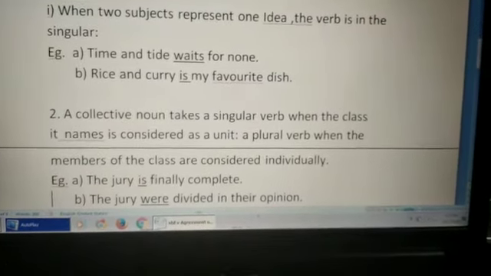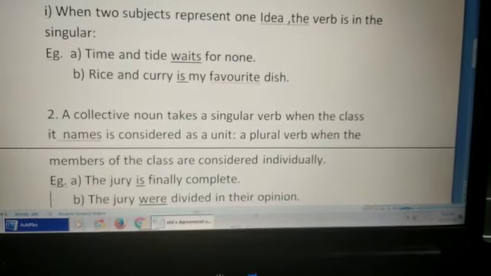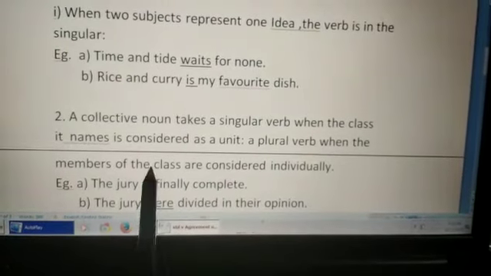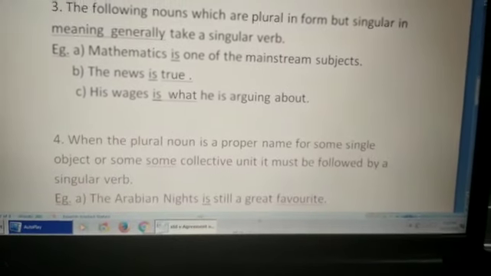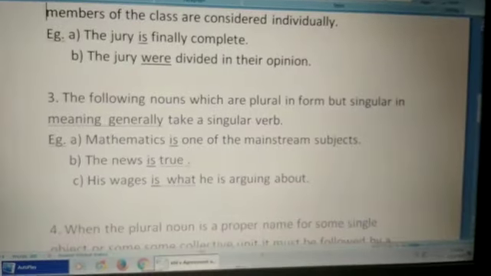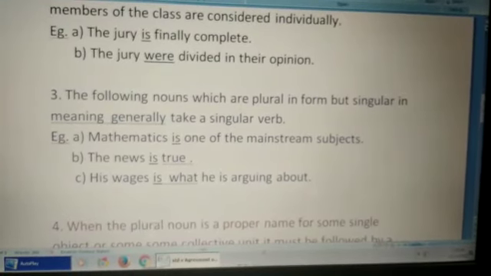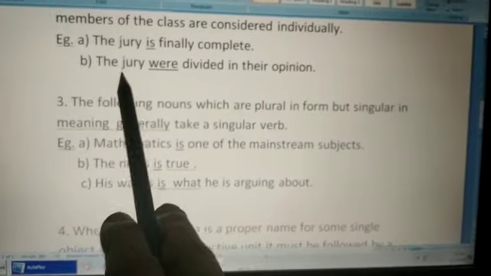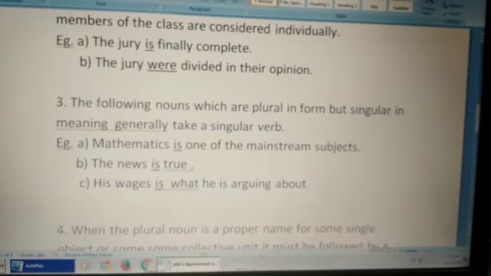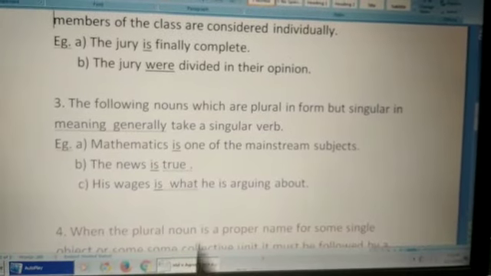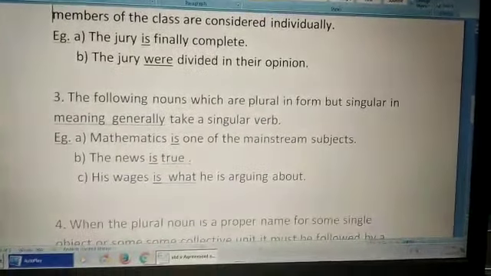Example, the jury is finally complete. Here, jury I am taking as a complete unit, so the verb will be singular. In the second sentence, the jury were divided in their opinion. Here, I am talking about the individual members of the jury, so the verb is plural.